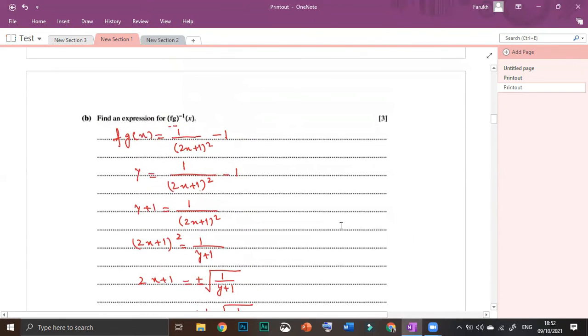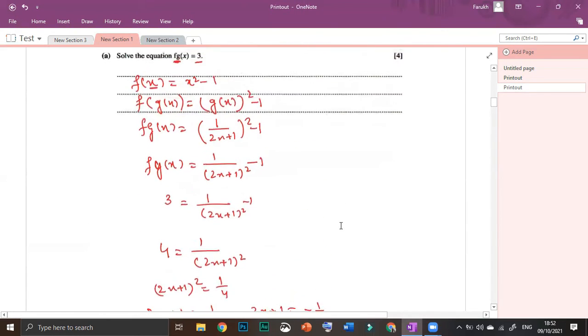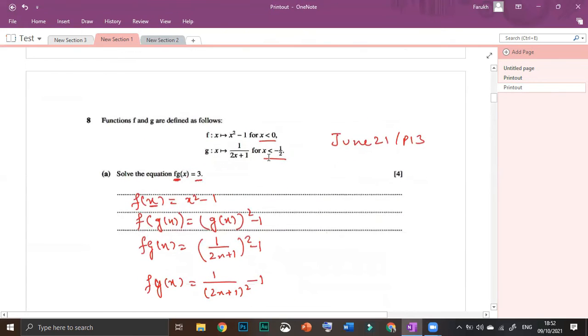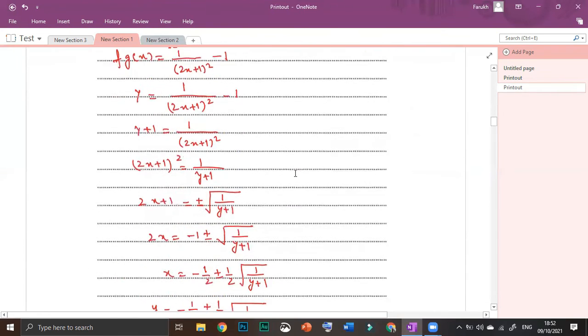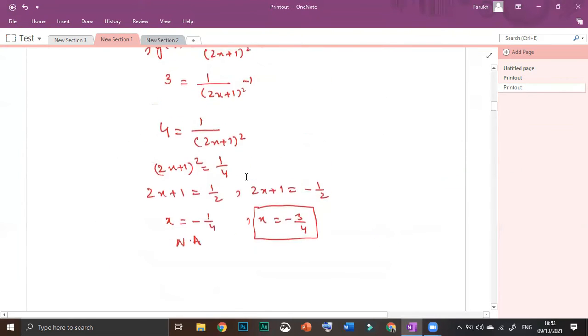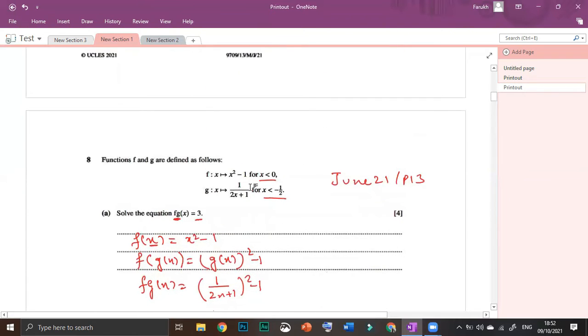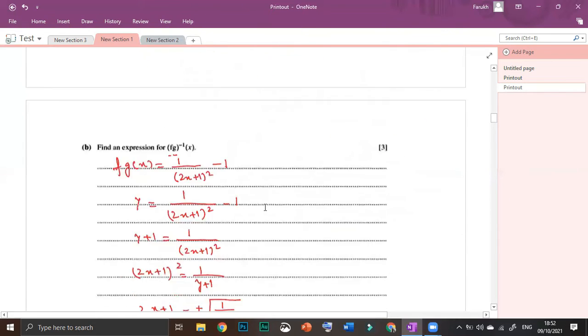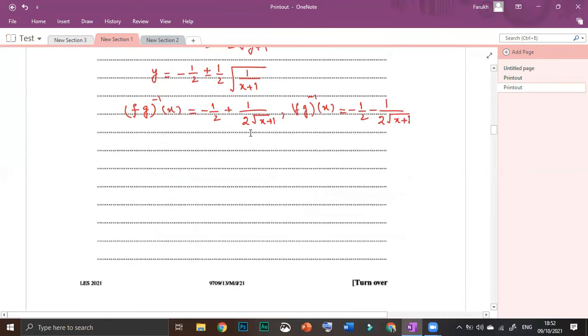Now again look at the domain of the function. The domain of the function is x less than minus 1 by 2 and x is less than 0. Look at the two expressions. One expression is minus 1 over 2 plus. Now in this one, the domain of this function, these two domains will be the values of y for these two, this (fg) whole inverse of x.